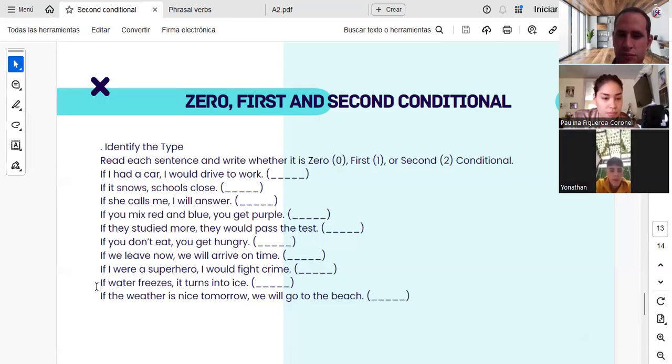It water freeze. It turns into ice. Is zero conditional. Well done. And Paulina, the last one, please. And if the weather is nice tomorrow, we will go to the beach. It's first conditional. Okay, that's awesome. So, guys, do you have any question about these conditionals?